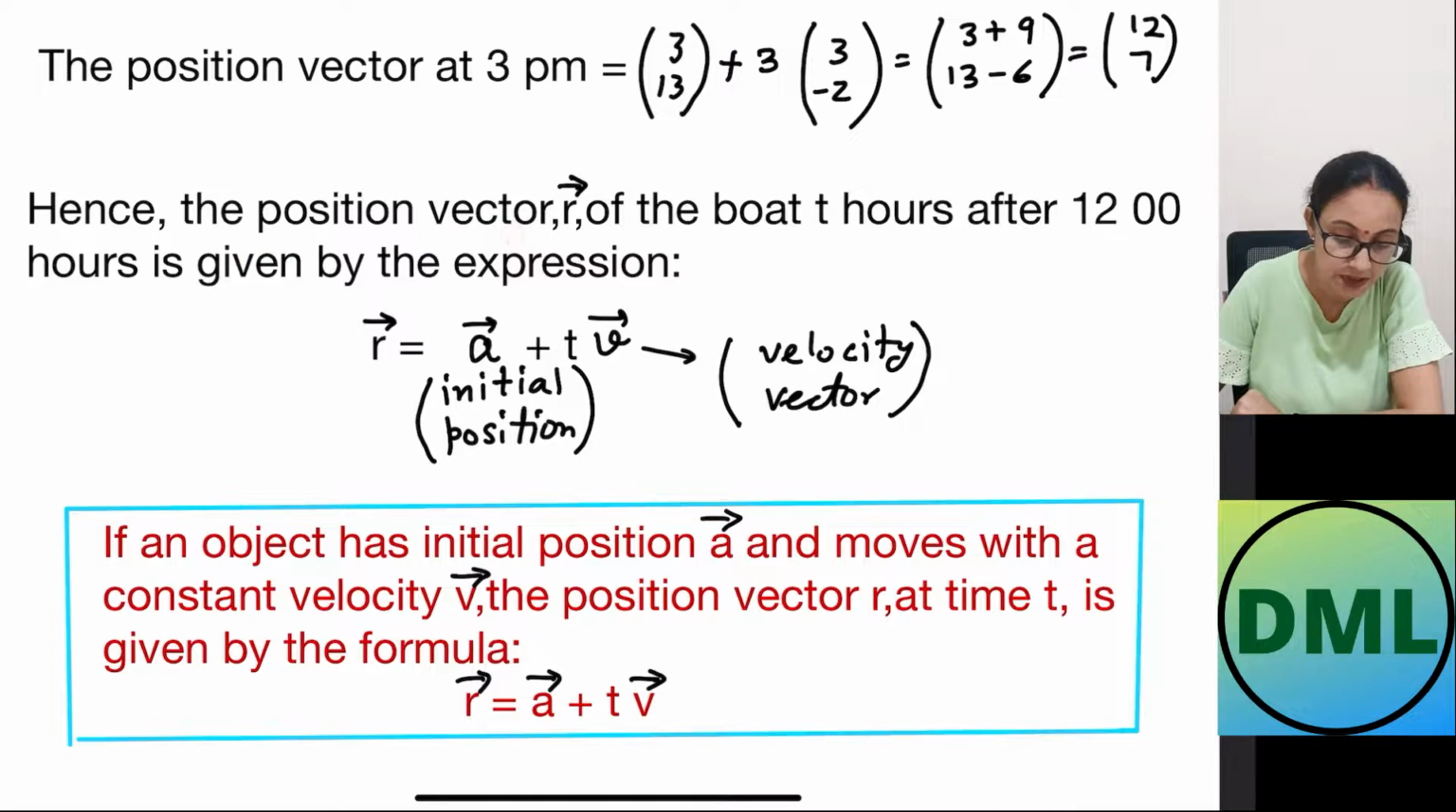Hence, the position vector r of the boat t hours after 12 hours is given by the expression. This is the vector you are going to find. That will be equal to the initial position A plus the velocity vector v, multiplied by the time. So if an object has initial position A and moves with a constant velocity v, the position vector r at time t will be given by the formula: r is equal to the initial position plus t times the velocity vector.